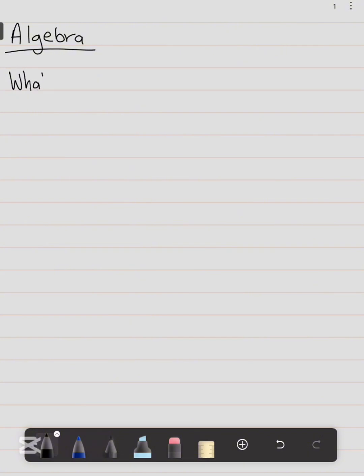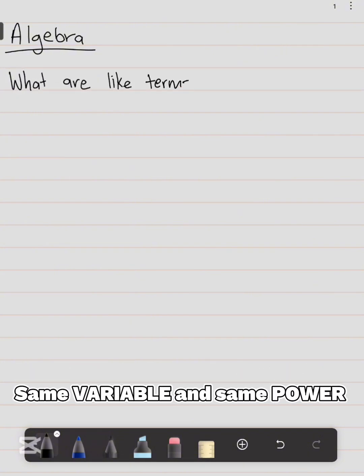Okay, let's get started. What are like terms? Like terms have the exact same variable and power. This 3 has the variable x, and this 4 has the variable y, but this 4 has no variable, so they must have the same variable and power. So from what I've said, are these two like terms? Yes, they are, because they have the exact same variable and the exact same power of 1.